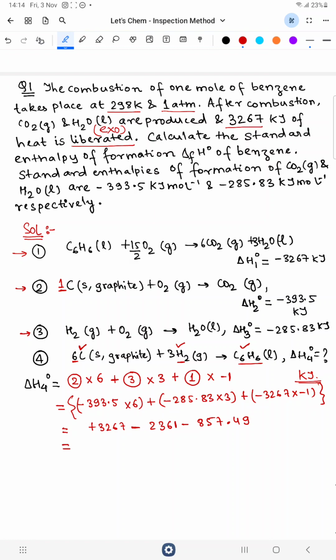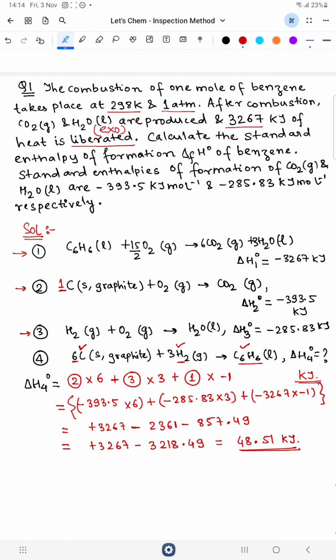If you do the final thing, it comes as plus 3267 minus 3218.49, which comes as, I hope I'm doing the correct maths, 48.51 kilojoule. So it comes as 48.51 kilojoule.